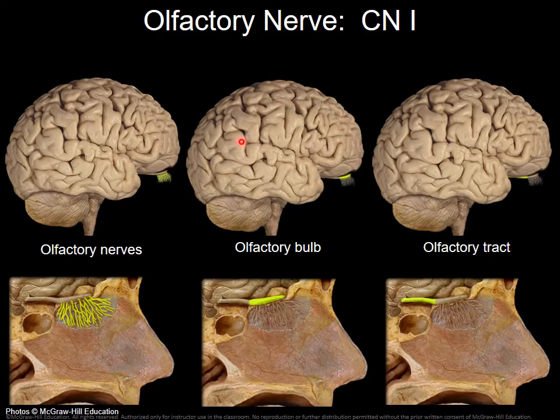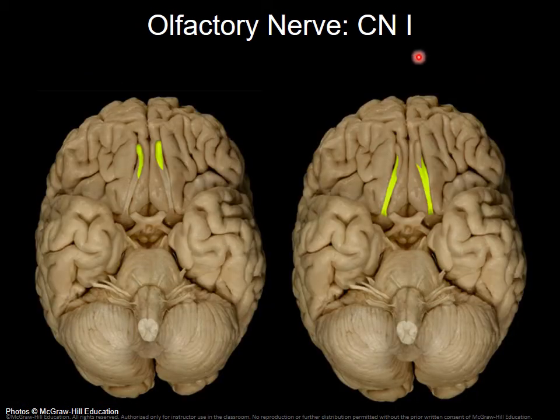And here we see a cadaver photo of the nerves themselves, the olfactory nerves passing through the cribriform plate. Here we see the olfactory bulb just sitting on top of the cribriform plate on either side, and then the olfactory tract, which leads up into the brain. A view from below, again, we don't see the olfactory nerves from this view because they've been teased away as we pulled the brain out of the cranium, but we do see the olfactory bulb and the olfactory tract.